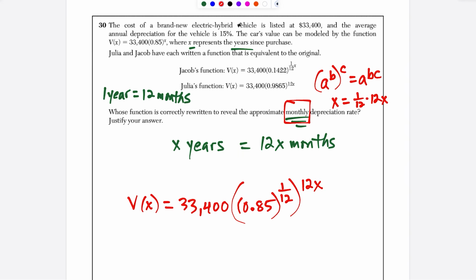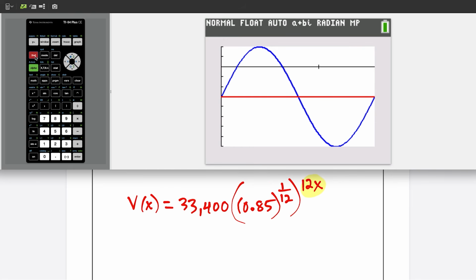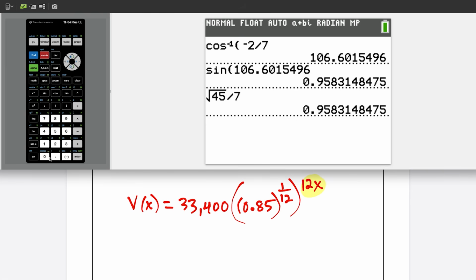And the reason why I'm putting the 12x on the outside is we're writing this in terms of months because we want to know who correctly rewrote this to reveal the approximate monthly depreciation rate. So that's why the 12x is going on the outside. And now we would just have to see in the calculator if this works out to match Julia's decimal. So we could go back on the main screen and we're going to type in, we're going to have 0.85, and we're raising this up to the 1 over 12 power.